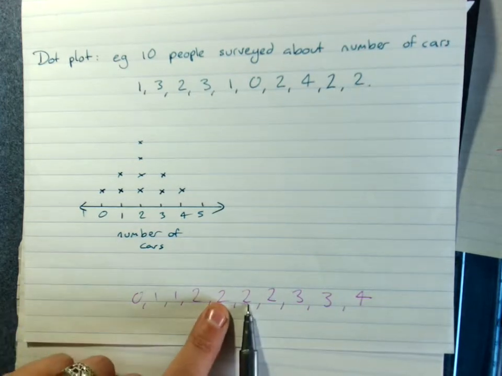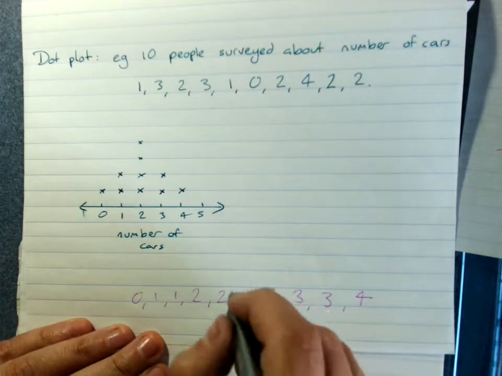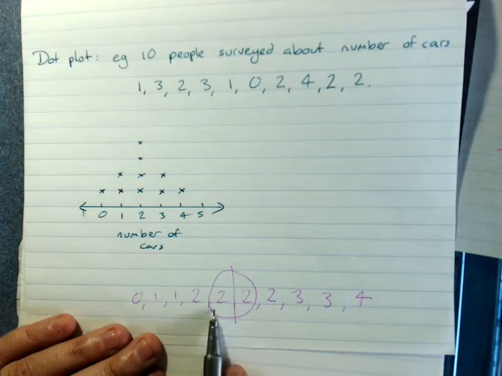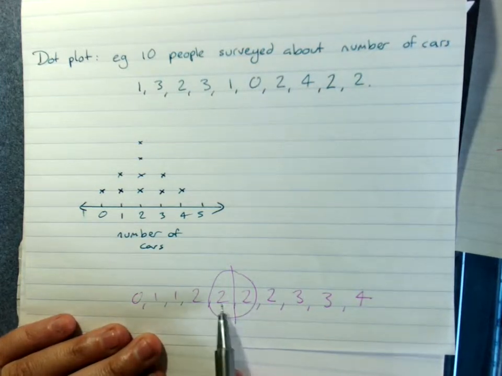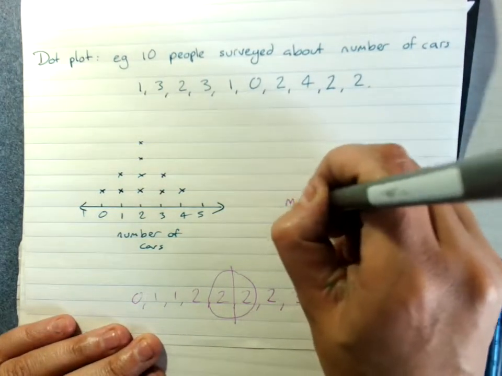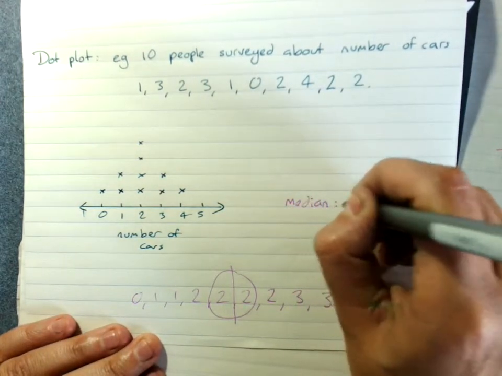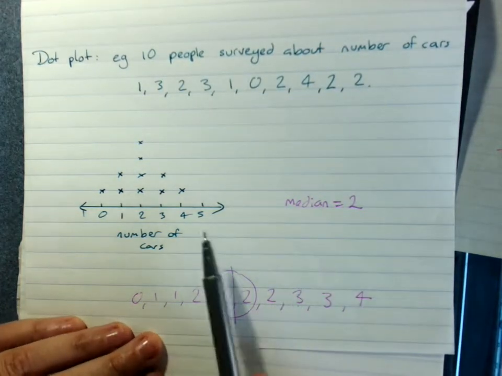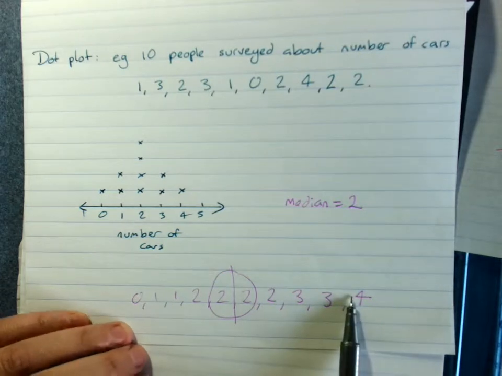Now when there's an even number of scores, then in fact your median is the average of the 2 middle scores. Now the average of 2 and 2 is 2. If these were 2 different scores, you would add them together and divide by 2. So the median here is quite clearly 2. But I'd like to show you a couple of tricks that you can do instead of putting this in order.